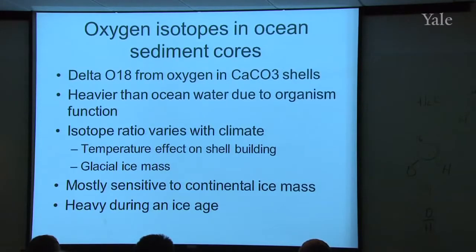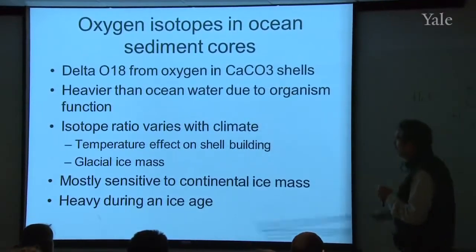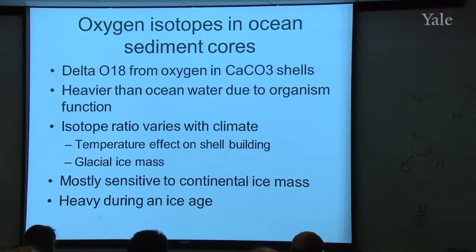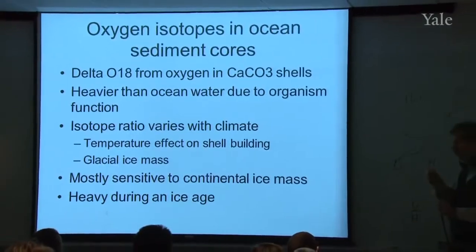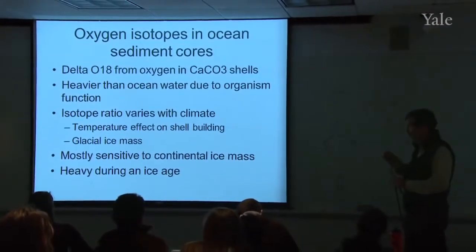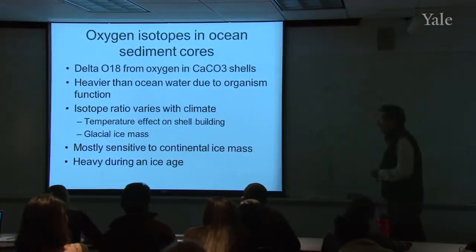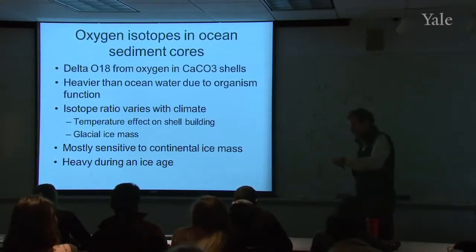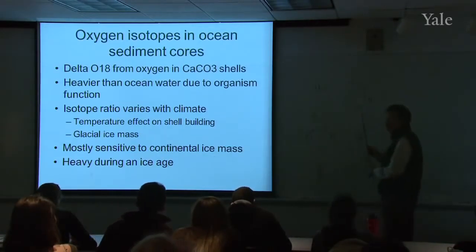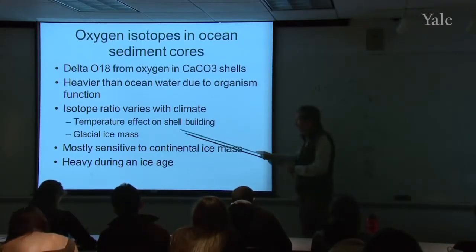So what we've done is take samples of the oxygen from the calcium carbonate. We expect that sample of oxygen is going to be slightly heavier isotopically than the ocean water, because when the organism makes its shell, it slightly prefers the heavier isotope. In addition to that, though, we expect it to change with climate, either because the temperature effect on how the organism makes its shell might be coming through, or the isotope ratio in the water itself might be dominating the signal. The first papers on this thought it was this.